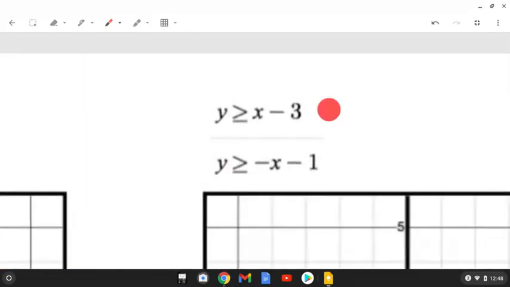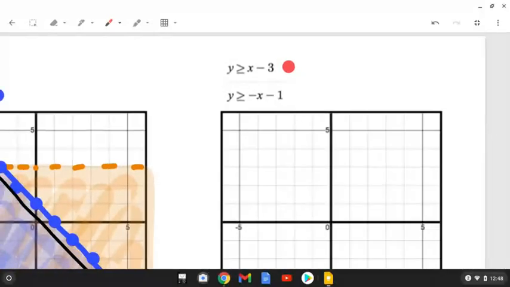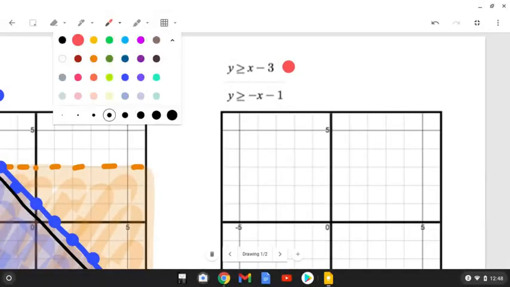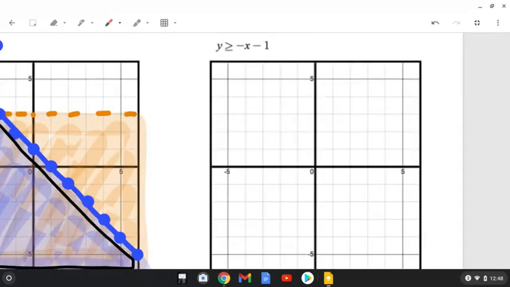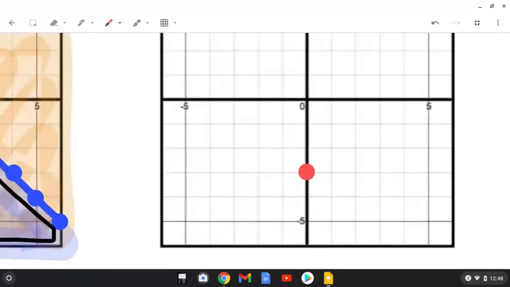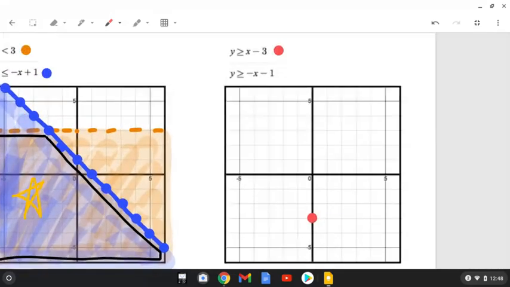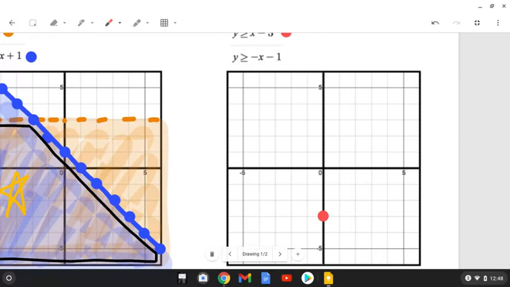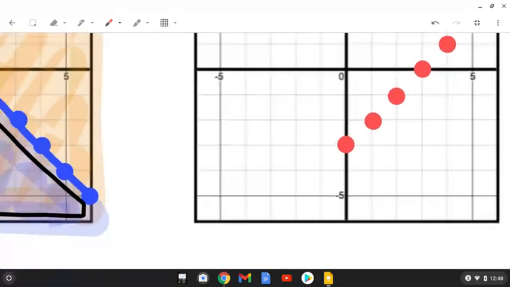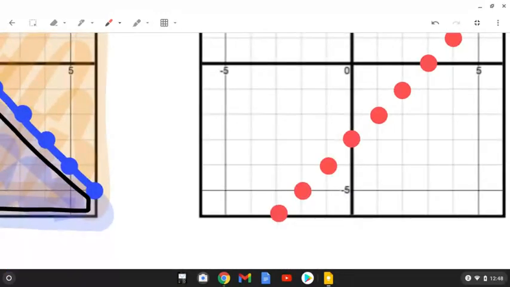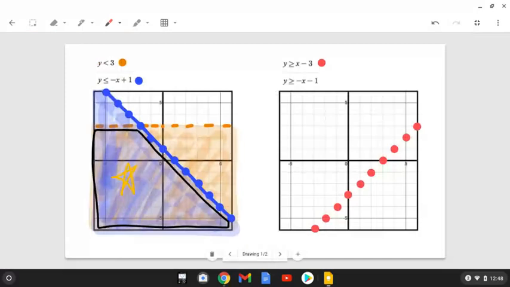top one. Y is greater than or equal to x minus 3. Well, that tells me that my minus 3 has to come first, so I come down here and I say minus 3, and it says a positive x. This time we have a positive 1 in front, so up 1 over 1, up 1 over 1, all the way across this boundary line. Okay, so we got ourselves a boundary line.